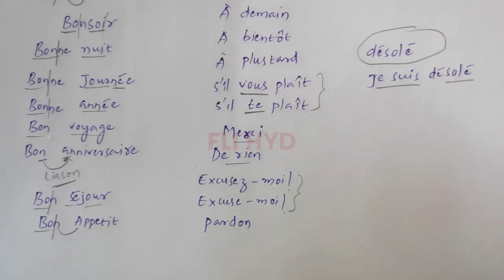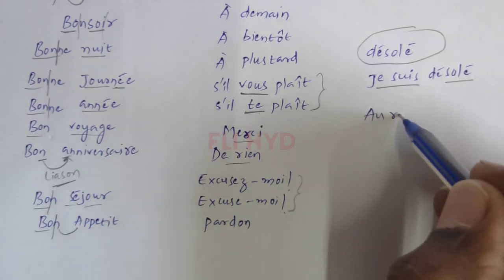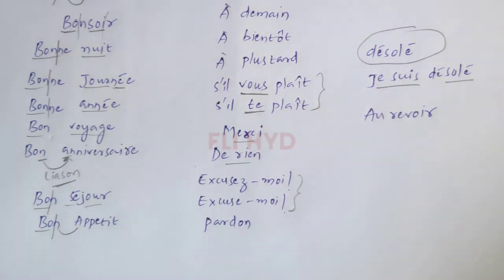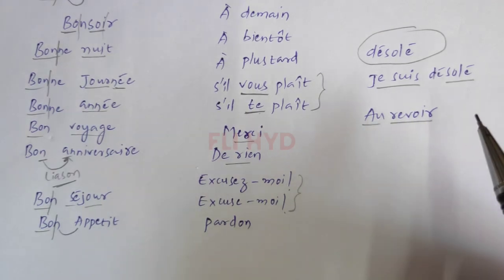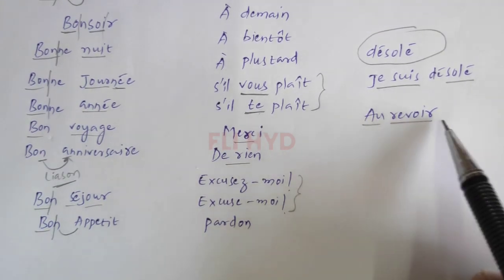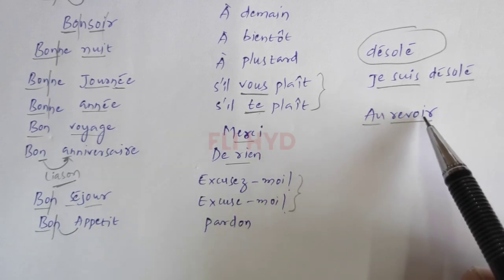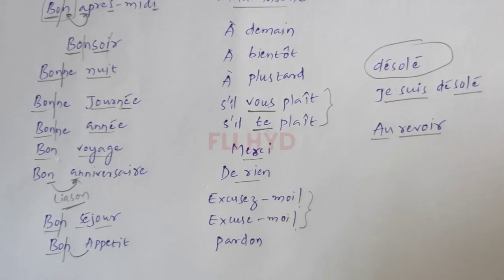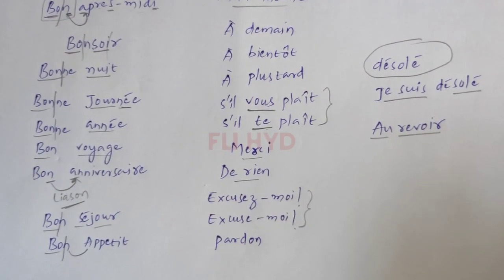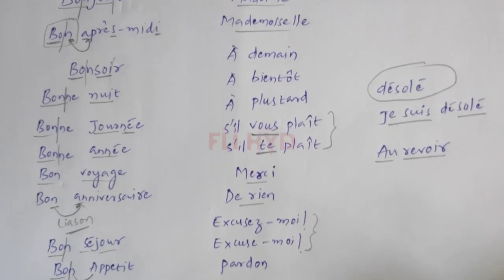Clear? And finally, if you want to say bye, then we say au revoir. Au revoir, like bye. Or we can simply say salut also. Au revoir is right and salut is also right. So this is bye. Clear? So these are all the basic expressions that you have to know if you want to start French. These are all the very basic expressions in French.